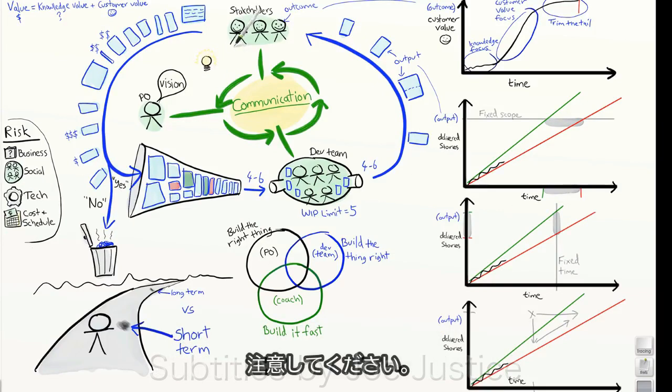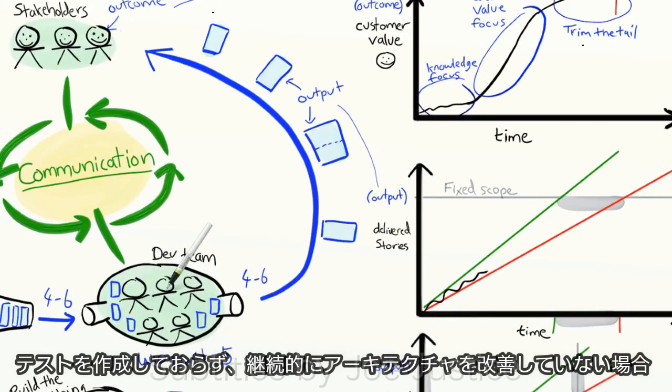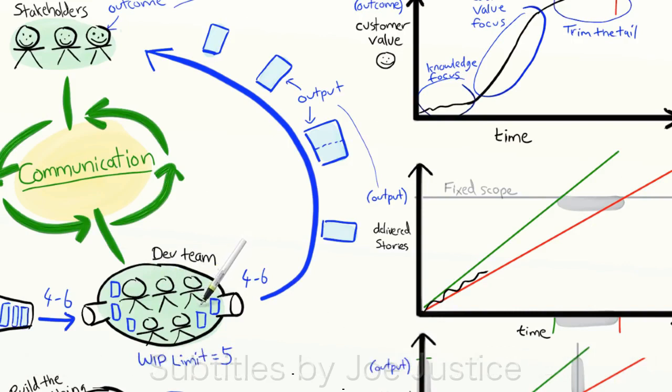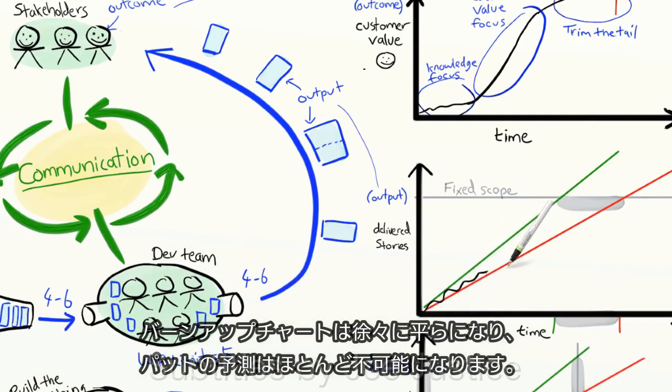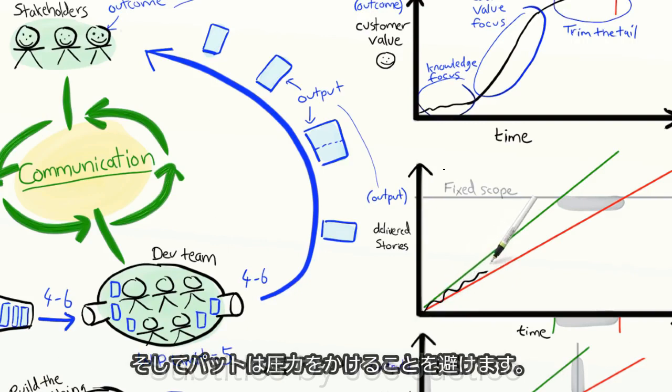Now, a word of warning. If the team is accumulating technical debt, if they're not writing tests and not continuously improving the architecture, then they will get slower and slower over time, and the story burn-up curve will gradually flatten out. That makes forecasting almost impossible for Pat. So the team is responsible for maintaining a sustainable pace, and Pat avoids pressuring them into taking shortcuts.